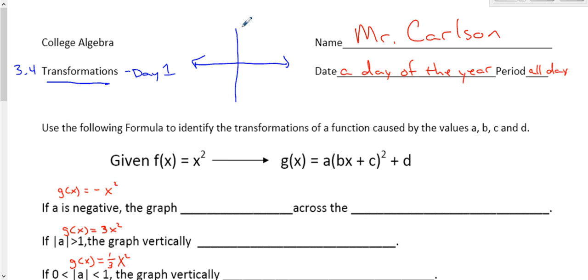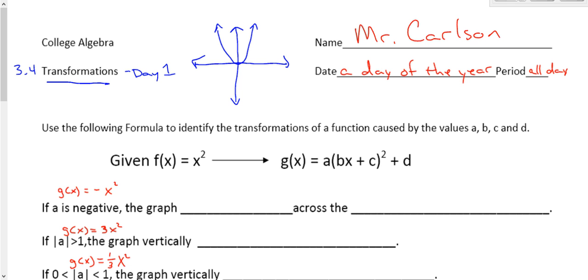And in my example here, I use x squared. This could be x, absolute value of x. It could be square root of x. It could be cube root of x. It could be 1 over x. So any of those function graphs on page 232 of our book. And here, for x squared, the graph is a parabola.